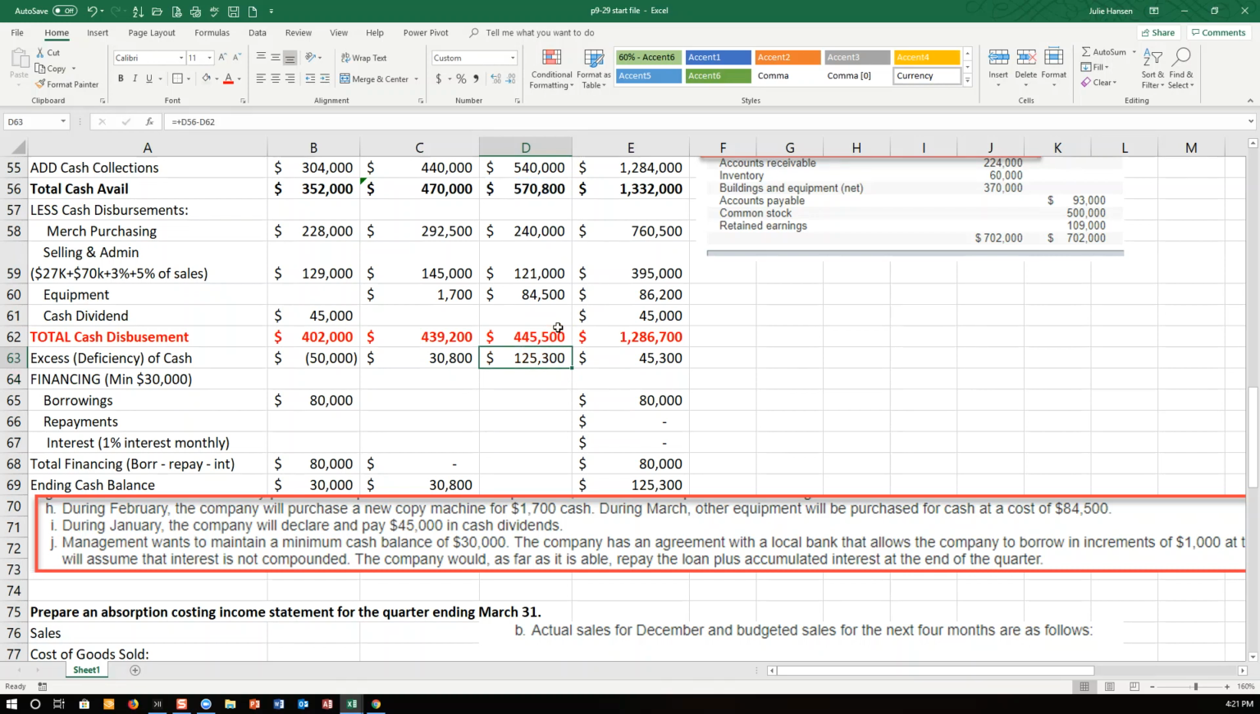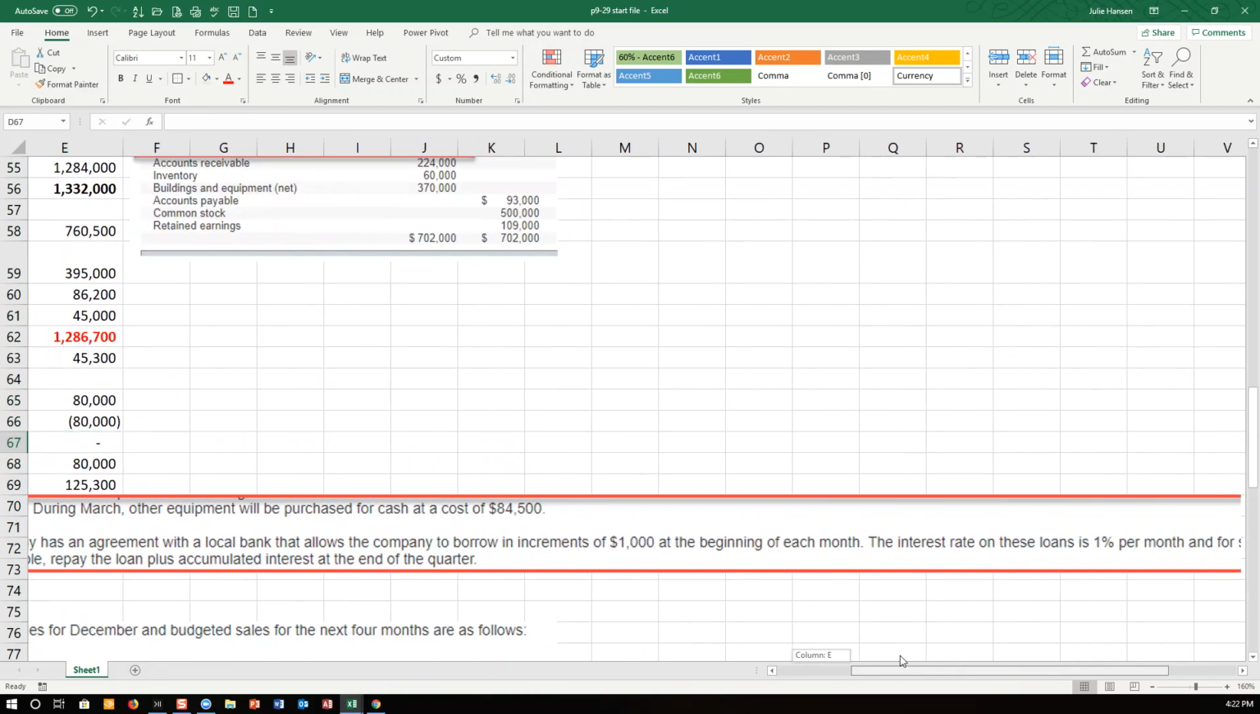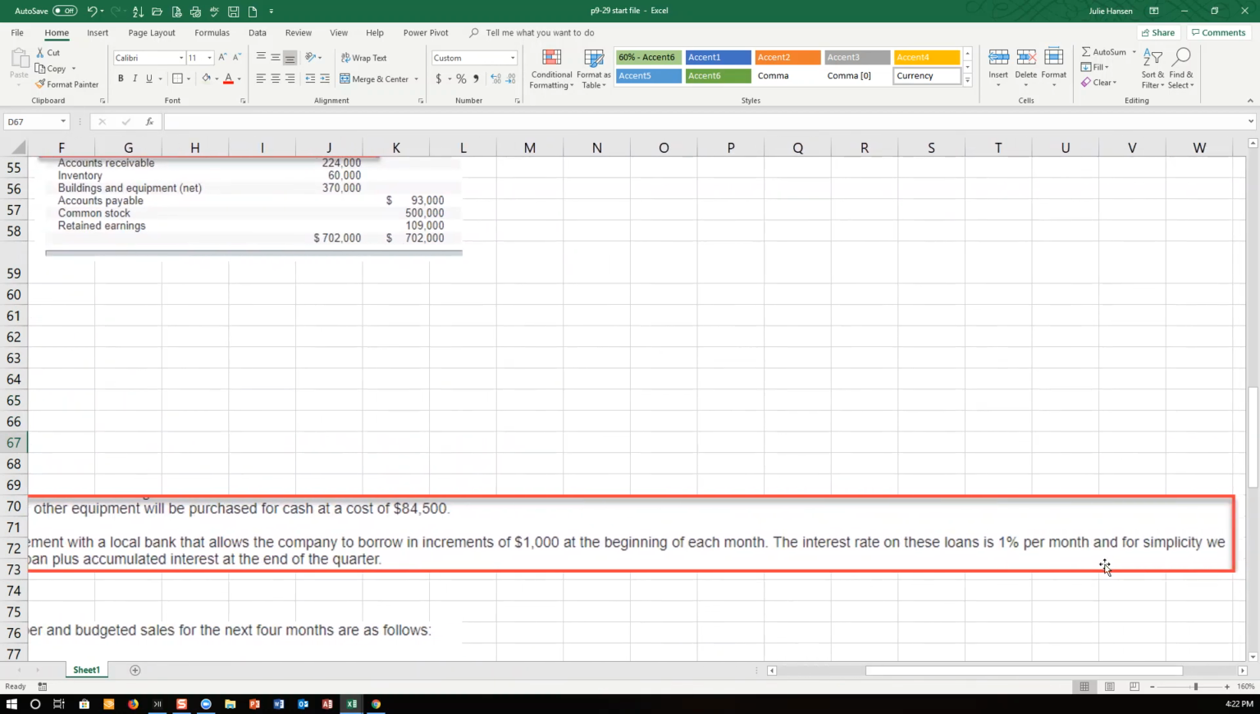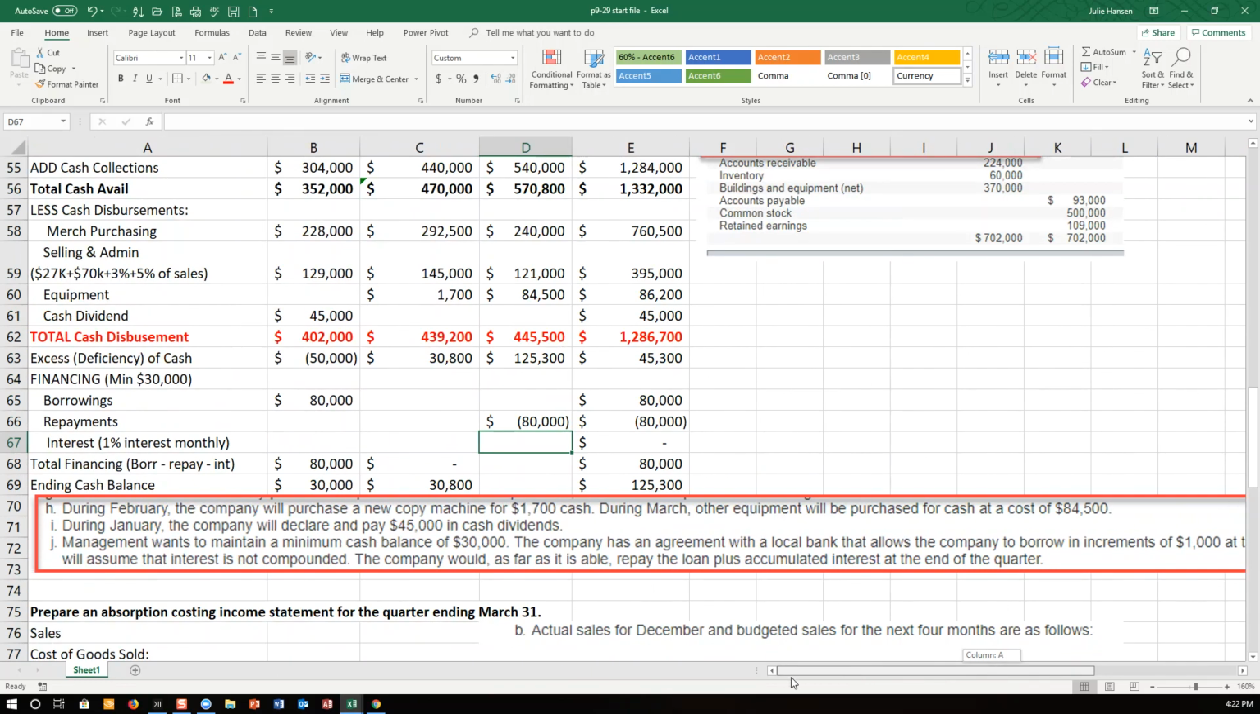So guess what? Now that I have enough to repay the loan and still maintain a balance of $30,000, I'm going to go ahead and repay that. So now I'm just going to repay the $80,000 that I borrowed over here, and now I've got to figure out how much interest I owe. So what did they tell me? Let's see. The interest rate on these loans is 1% per month, and it's not compounded, it's just simple interest.